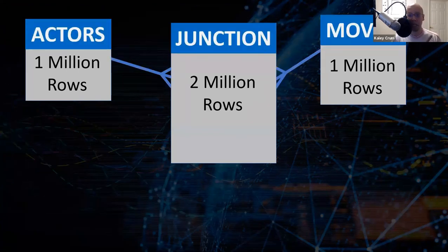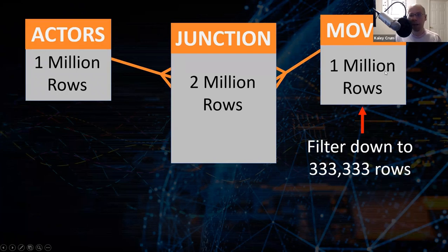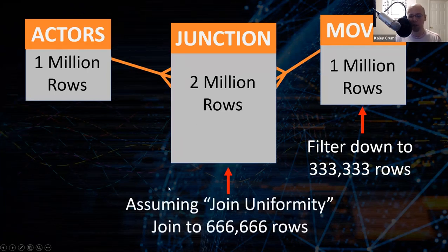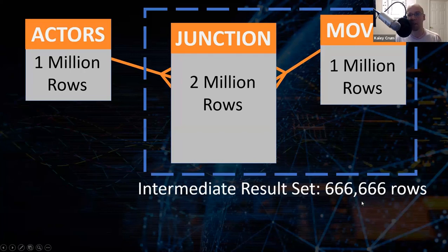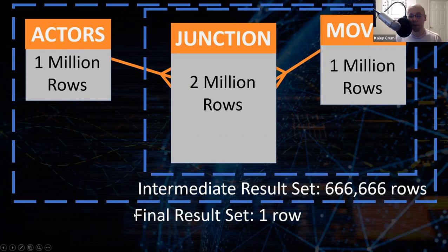Usually what does not make sense is going from the movies table over to the junction table to the actors table. If we join in this order, we're going from our weaker filter over to the stronger filter. That usually doesn't make sense. Here's why. We would apply our filter down to 1/3 of our 1 million movies, and we would have 333,333 rows. And then if every movie has on average 2 actors, we would multiply our result set by 2 when we join to the junction table. So if we assumed join uniformity, we would have this intermediate result set of 666,666 rows. We would then take our 666,666 rows, join them to the actors table, and we would have 1 row over here. So that would give us a final result set of just 1 row.